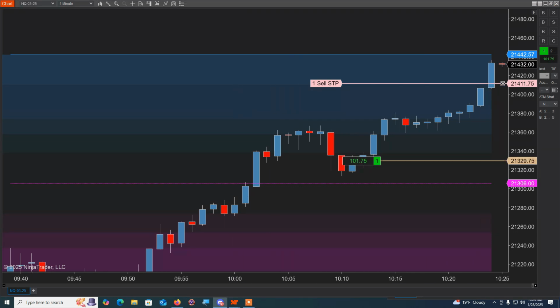Here we are. Now you see them slowing down and probably going to start reacting. Here they are reacting. Nothing wrong with simply covering now, but I always trail until they take me out. Almost always. But over 100 points possible on this trade.